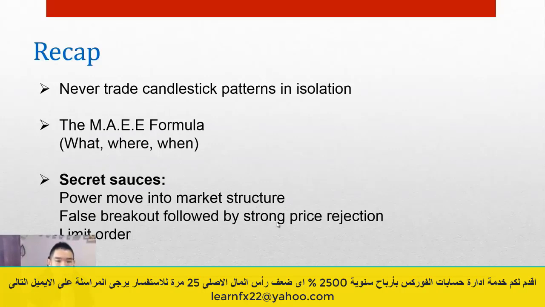And finally, we talk about the secret sauces. One, I look for a strong power move into market structure because it improves my profit potential. Number two, I like to see a false breakout followed by strong price rejection because I can then trap the breakout traders who bought the breakout. And finally, limit order. If the price has moved too much from your desired price level, you can place a limit order and see if you get filled to improve your risk to reward on the trade.